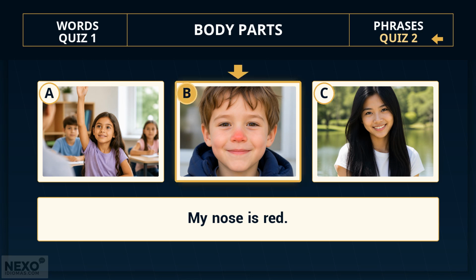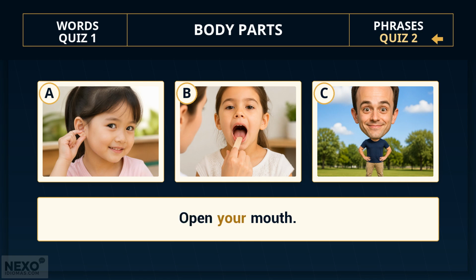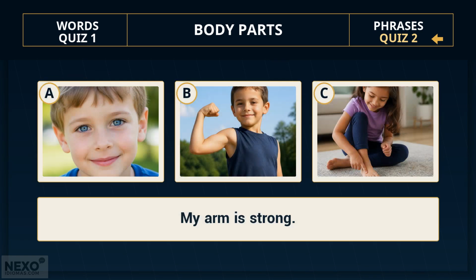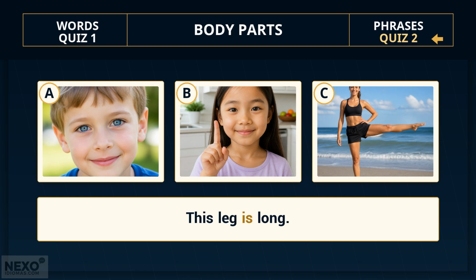B. Open your mouth. B. Raise your hand. A. My arm is strong. B. This leg is long. C.